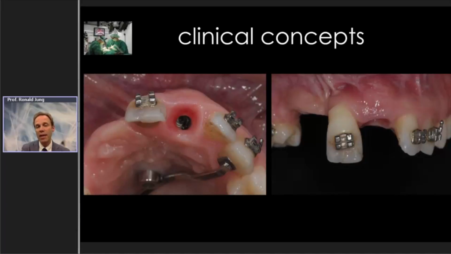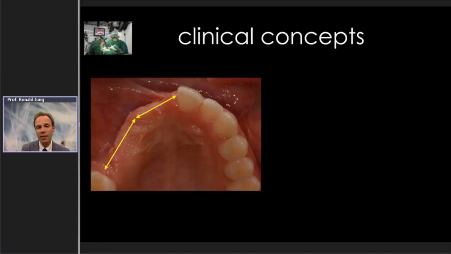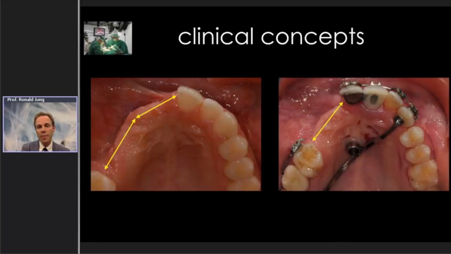Here you can see what reduction we were able to get regarding the dimension of the defect. This was the dimension of the defect at the beginning of the treatment, where we had really large distances in the area and also in the buccal area. By reducing this dimension, we could reduce the amount of bone defect significantly, which then facilitated the further primary bone augmentation procedure, only limited to this area.